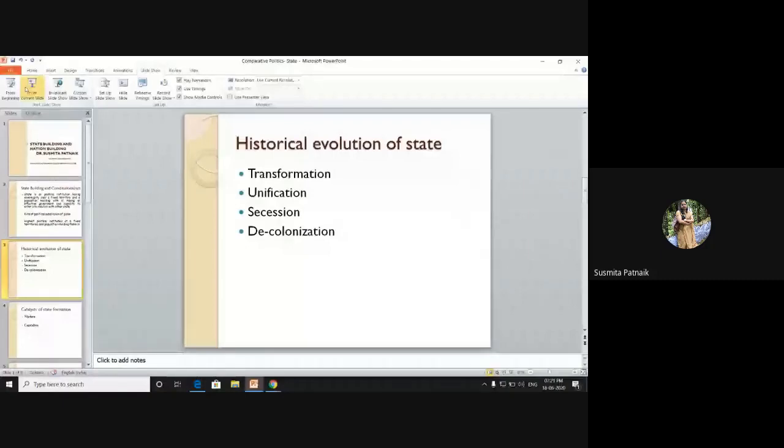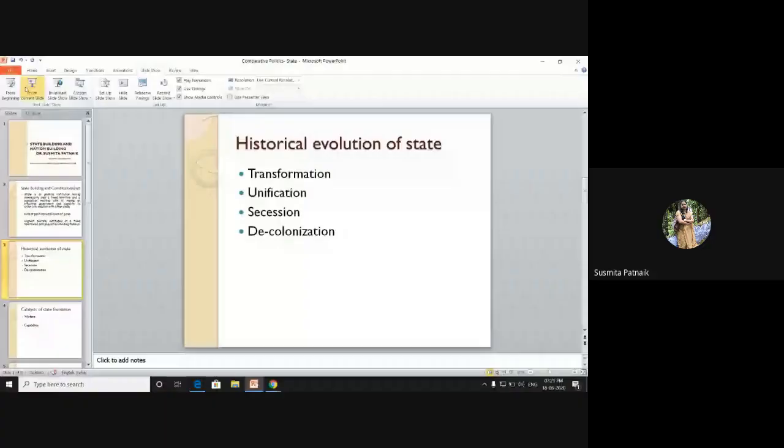The second one is unifications. What is meant by unifications? You can take the example of German unification, Italian unification, USSR unification. It means there are many petty states, small states or small colonies, and they united collectively. They formed one state, or collectively they formed one nation. That is called the unification process.